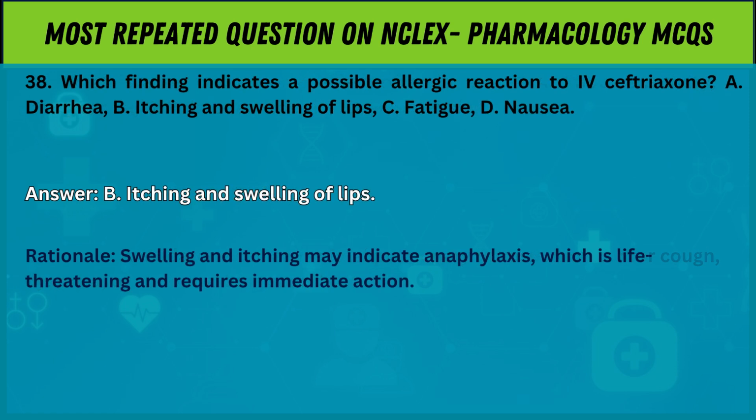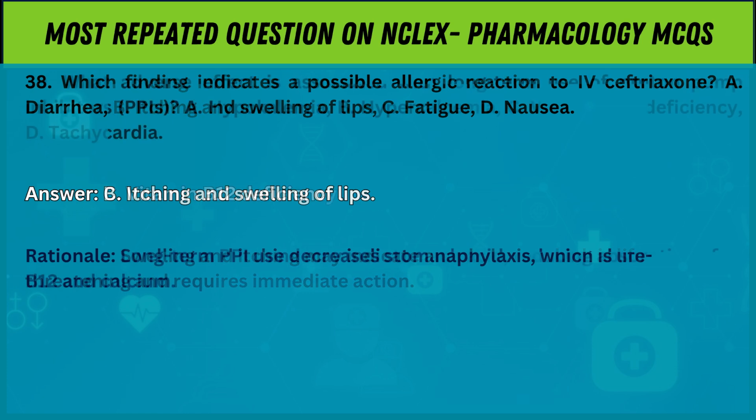38. Which finding indicates a possible allergic reaction to ceftriaxone? A. Diarrhea. B. Itching and swelling of lips. C. Fatigue. D. Nausea. Answer: B. Itching and swelling of lips. Rationale: swelling and itching may indicate anaphylaxis, which is life-threatening and requires immediate action.